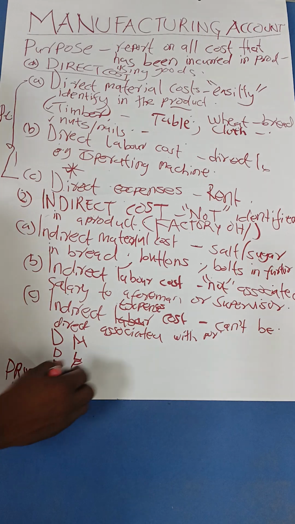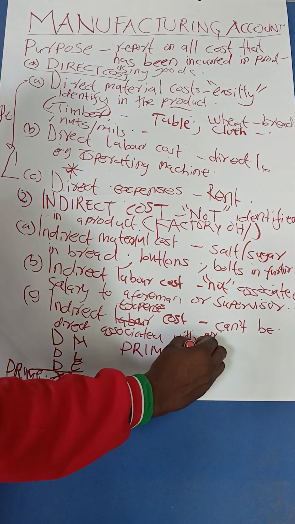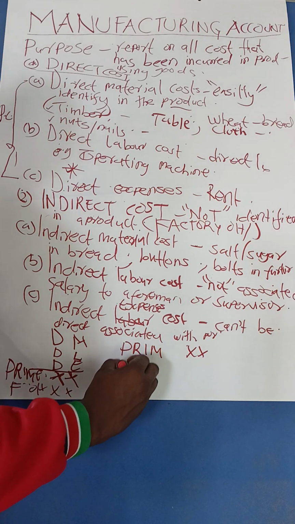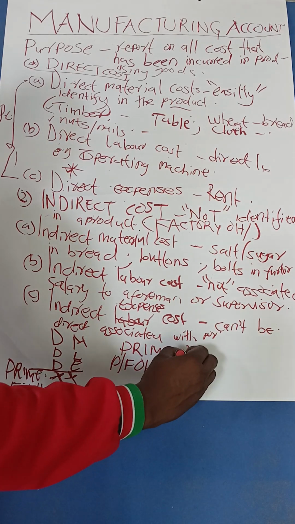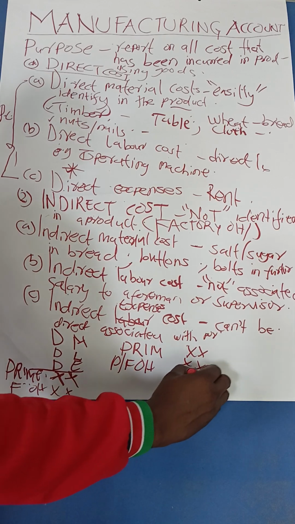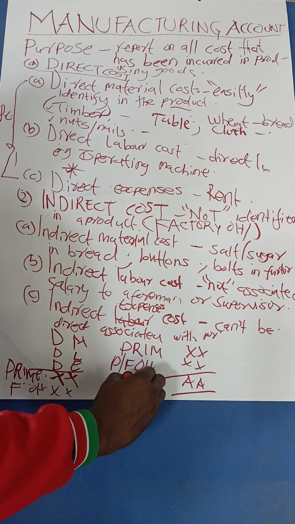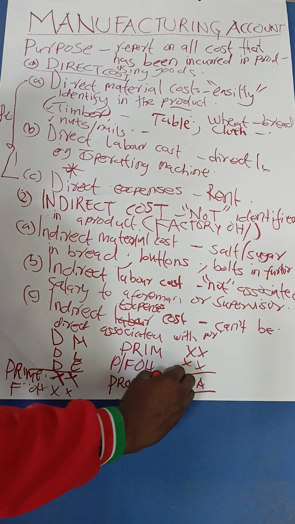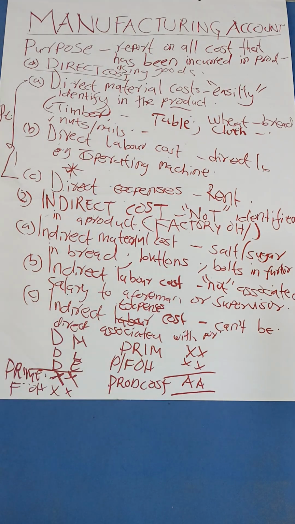When you add the production overheads or factory overheads to the prime cost, you get what we call production cost. But remember, we are now going to see how we can come to it. This is just an overview of what we are going to face in the manufacturing account.